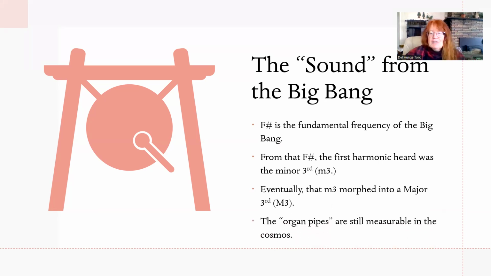The organ pipes are still measurable in the cosmos. That's how they're able to do this. It's like reverse engineering the Big Bang based on the organ pipes that are still out there. So keep in mind, we're talking minor third and major third. Those aren't the first intervals in the harmonic series. It goes octave, perfect fifth, perfect fourth, then a minor third, then a major third. I can't explain that, but I'm not going to try yet. That's one of those things that's still sitting on a shelf until I have better understanding.